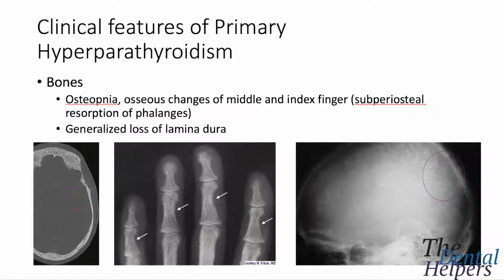So the clinical features of primary hyperparathyroidism, first is bones. So you'll have osteopenia, osseous changes in the middle and index fingers. So it'll be subperiosteal resorption of the phalanges. So if we look right here, we see that there is subperiosteal resorption of the phalanges and generalized loss of lamina dura. So if we look at these images, we can see exactly that.